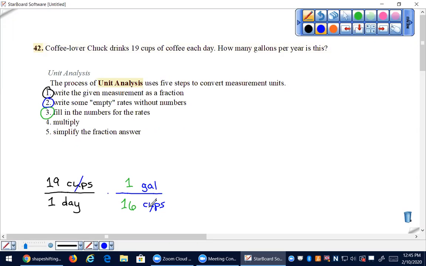I don't want gallons per day. So I need another fraction. Hours. I don't need hours. Yeah. I want to get out of days. Ounces? 365 days. Days, yeah. So in a year, I have 365 days. And then I have gallons per year, which is what I want.